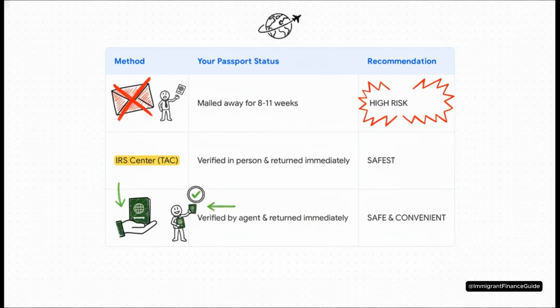The much safer bets are to go in person to an IRS Taxpayer Assistance Center, or what's called a TAC, or to use a Certified Acceptance Agent, a CAA. With both of those options, they verify your passport right there on the spot and hand it straight back to you. No waiting, no risk.